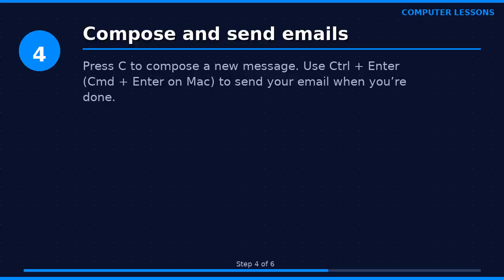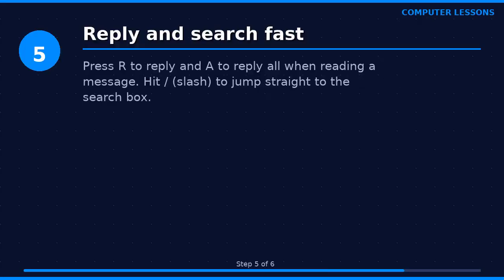Step 5. When you're reading an email, you can respond without reaching for the mouse. Press R to reply just to the sender, or A to reply all if there are multiple people on the thread. Anytime you need to search, just hit the / key, and your cursor will jump straight to the search bar so you can start typing your keywords immediately.